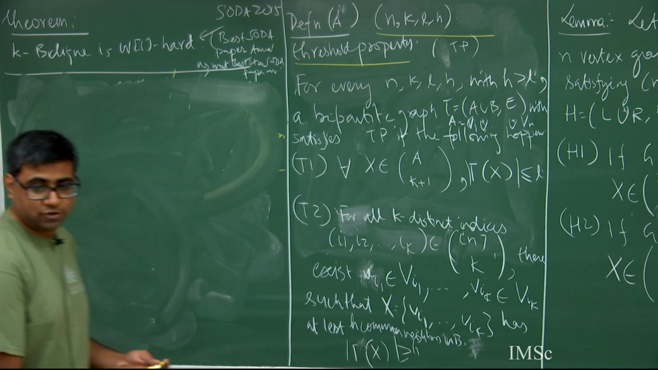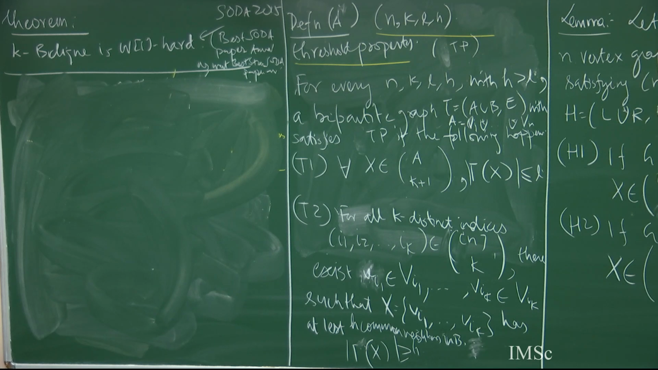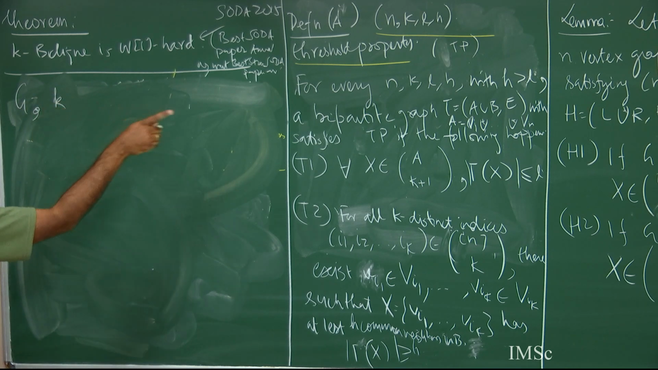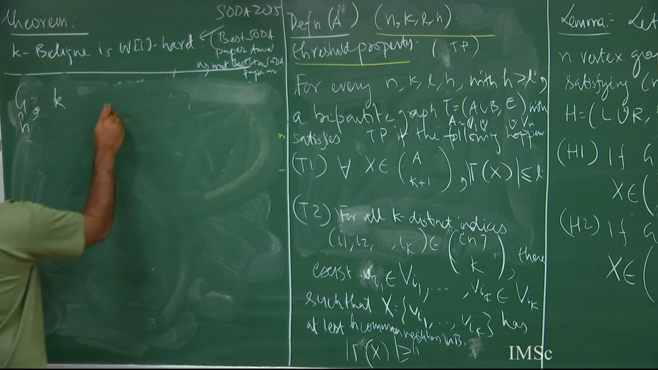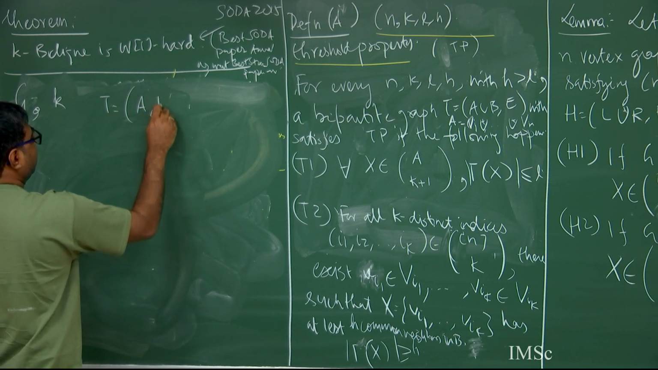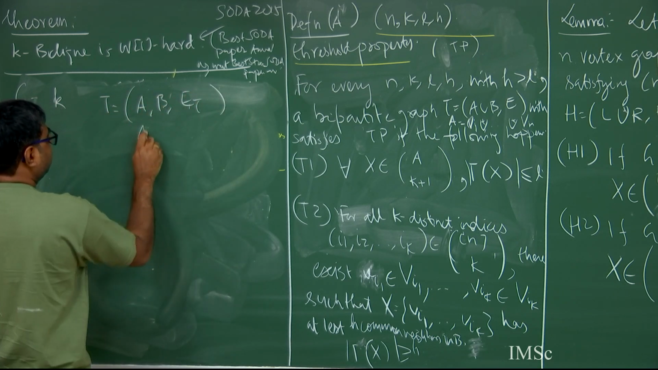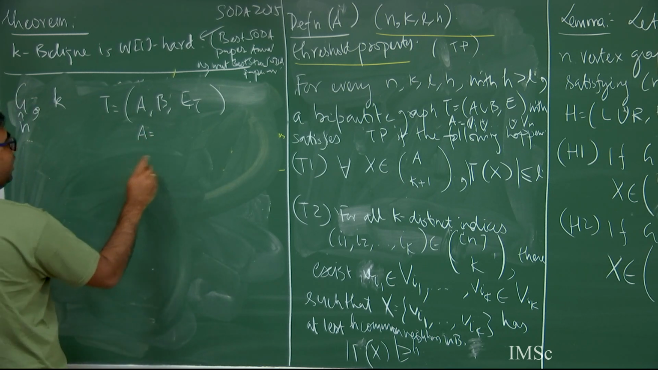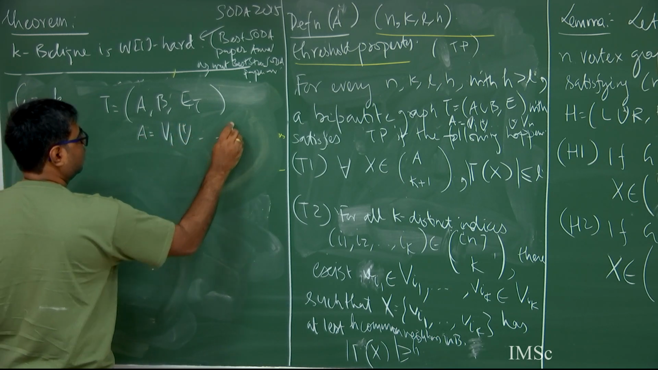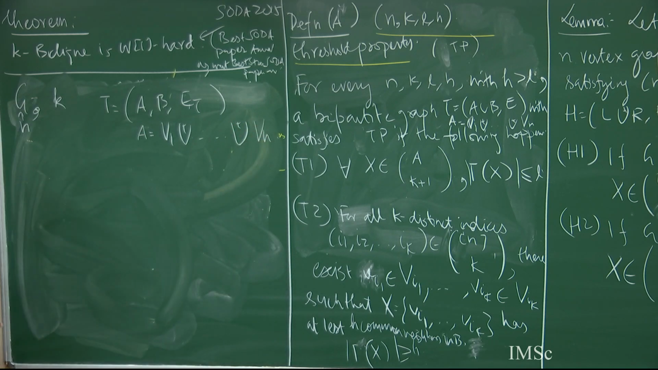The guy who's making notes should note that. Okay, so now what we are going to do: I have a graph G, and I have a number K. All these things are there to me. But for now, all I care about is that this graph has n vertices. Now I have a threshold graph T, with parts A, B and edge set ET, and what is the property of A? It is a partition into V1 to Vn. Okay, so I will first describe a procedure.